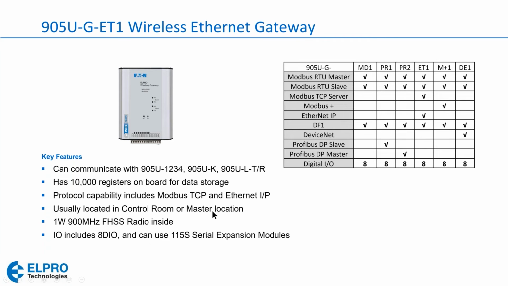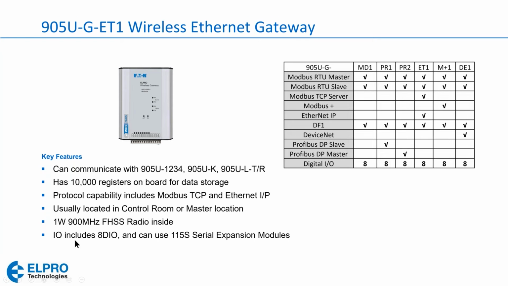And so typically this radio is going to be in a control room, although occasionally it'll be at a remote site interfacing with a PLC and taking that information from a PLC and then radioing that back to your control room where it's being read using Modbus or Ethernet IP or whatnot. Now the radio inside is the same as the other models. It's a 1 watt, 900 megahertz frequency hopping spread spectrum radio.